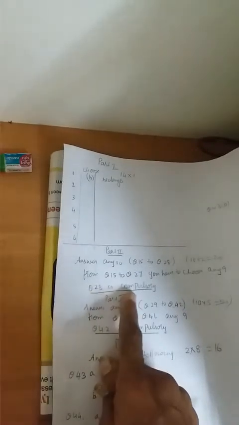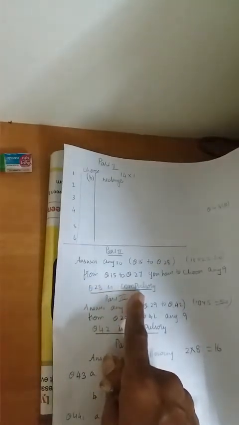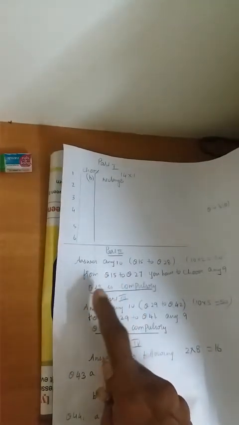From question number 15 to question number 27, you have to choose any 9. Then question number 28 is compulsory. That you have to attend. No other go. You have to attend that question. So this is your part 2.